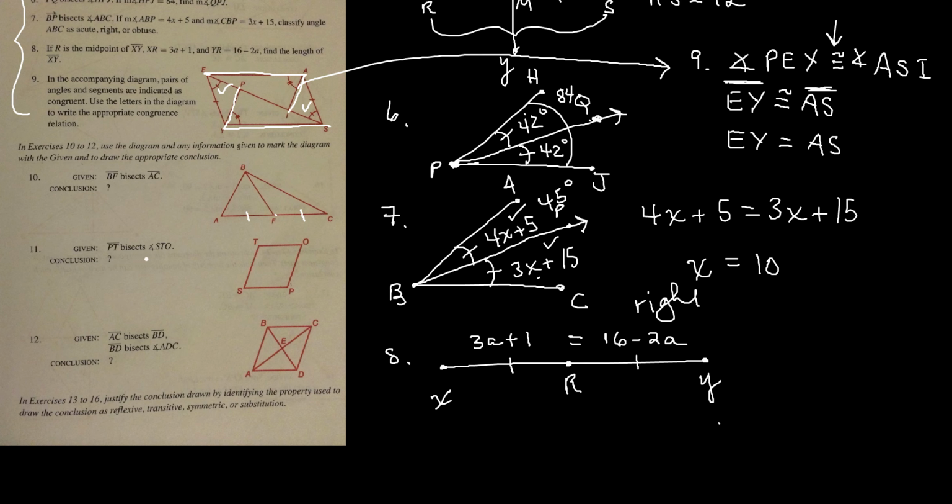Okay, PT, which we don't have drawn on here yet, PT bisects angle STO. So if it bisects that angle, it divides it into two congruent angles.